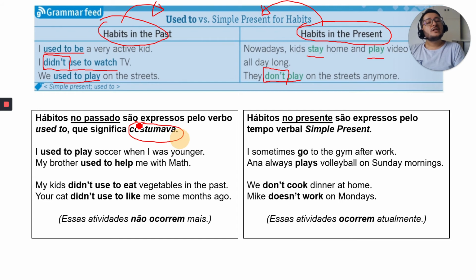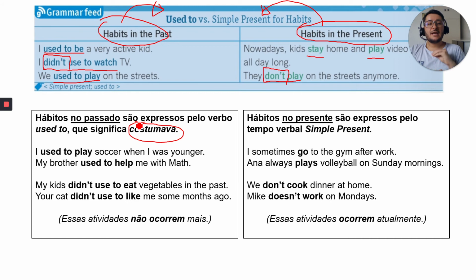Now let's take a look at some present habits, okay, with the simple present. I sometimes go to the gym after work. Anna always plays volleyball on Sunday mornings. We don't cook dinner at home. Mike doesn't work on Mondays. These activities happen nowadays. Okay?